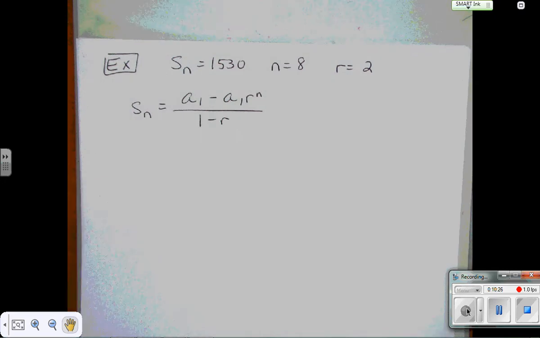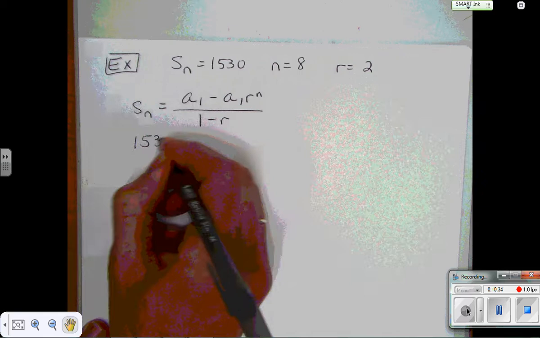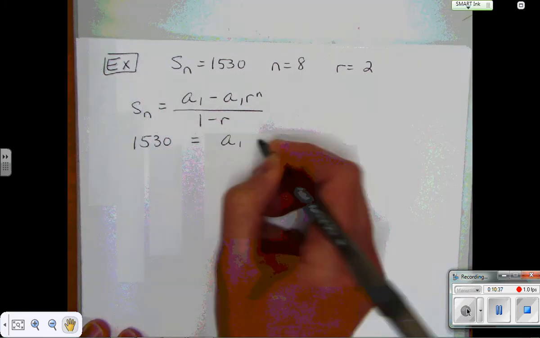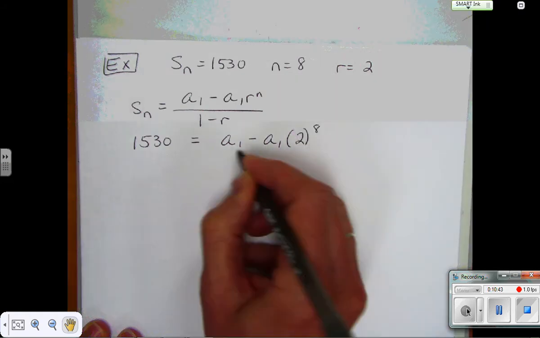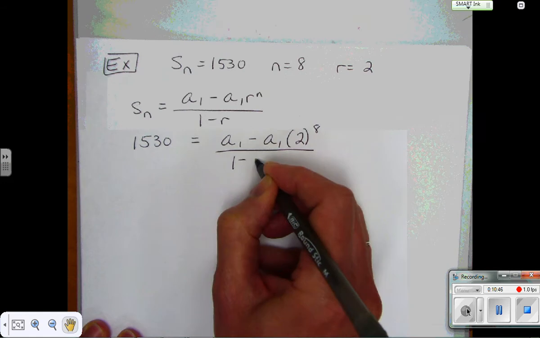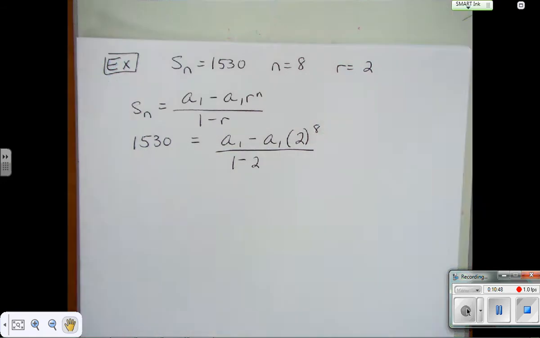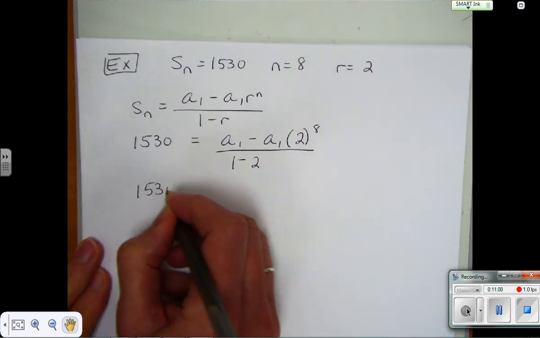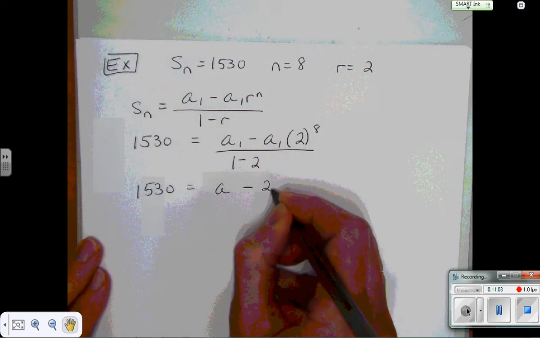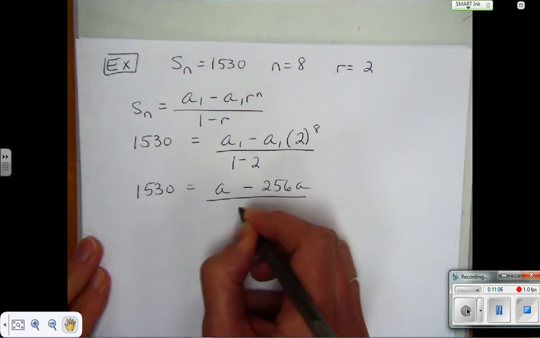Let's use that equation. Okay, so I'm just going to substitute values in, and I want to solve for a sub 1. So we have 1,530 equals a sub 1 is going to stay a variable, minus a sub 1 times r, which is 2, to the 8th power, over 1 minus r, which is 2. Okay, so 2 to the 8th power is going to be what? What is 2 to the 8th power? 256. Okay, so 1,530 equals a minus 256a over negative 1.